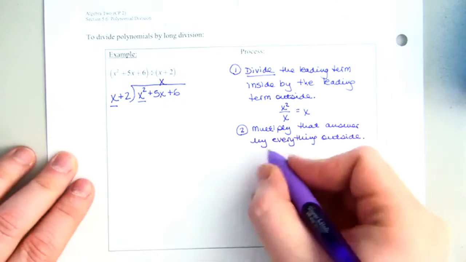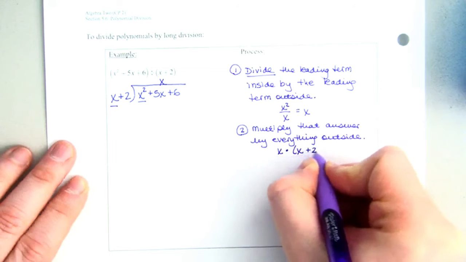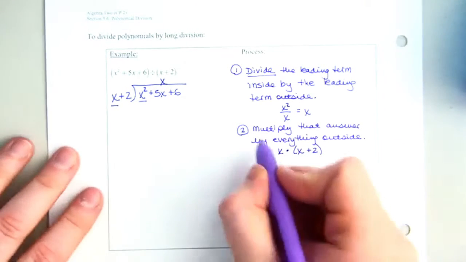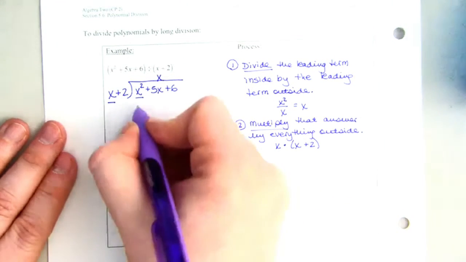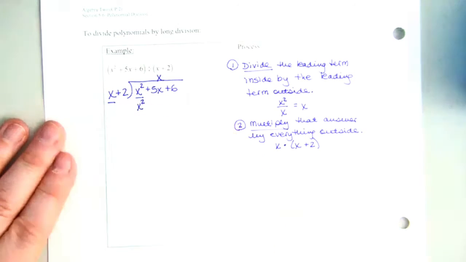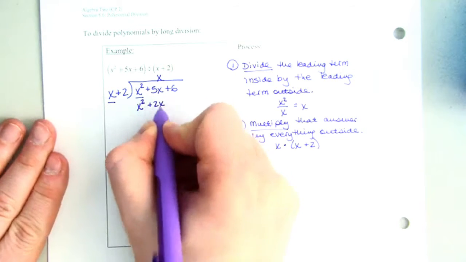Which means I need to do the problem x times x plus 2. Step number 2 is I'm going to multiply that answer by everything that's outside. So let's do it. X times x, that's x squared. And again, I'm always going to line up like terms here. X times 2 is 2x.